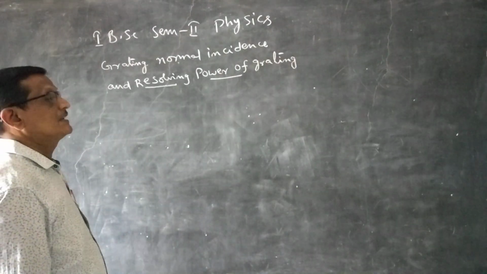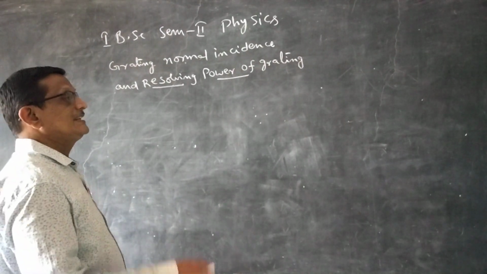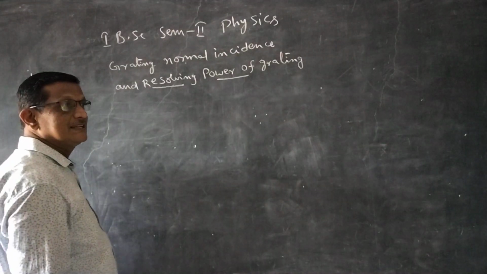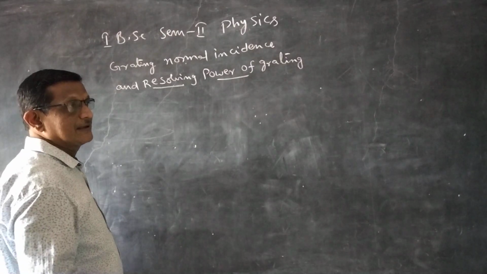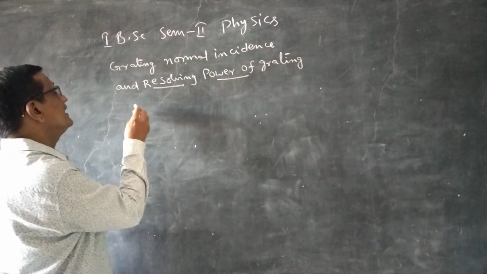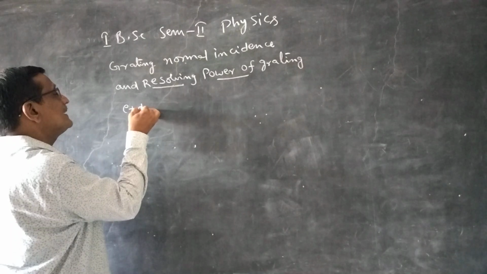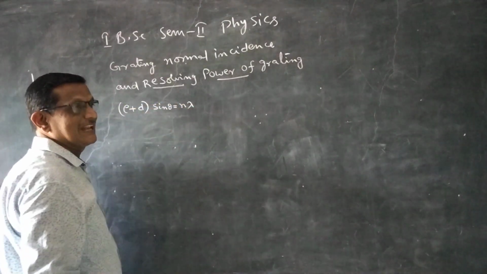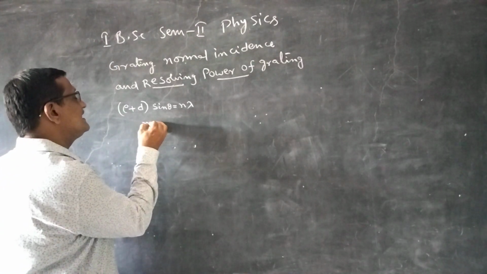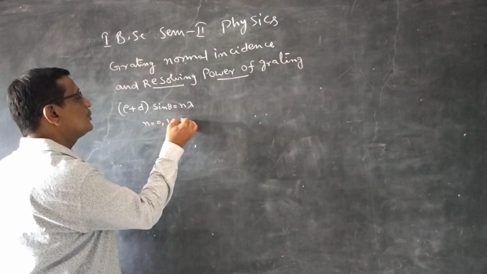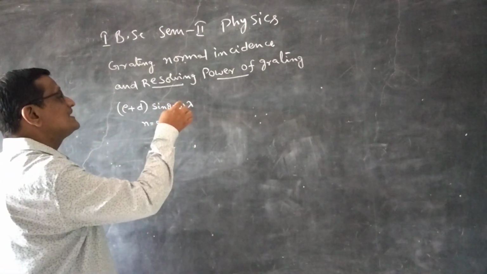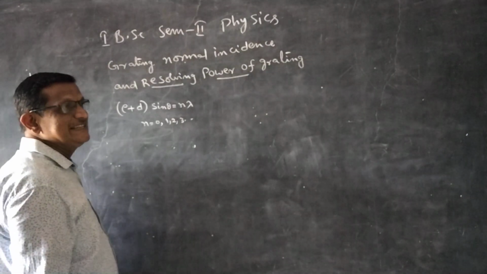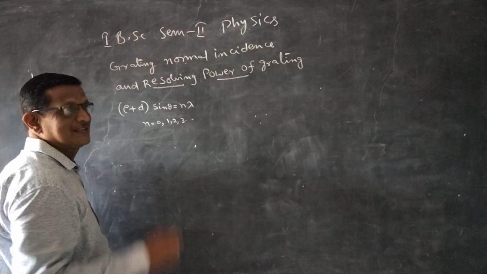Dear students, last class we discussed the theory of grating. We arrived at two conclusions. One is, in order to have a bright band using a grating, the condition required is (e + d) sin theta equals n lambda. Here n is an integer taking values 0, 1, 2, 3, and so on. Lambda is the wavelength, theta is the angle of diffraction, and e + d is termed the grating element.